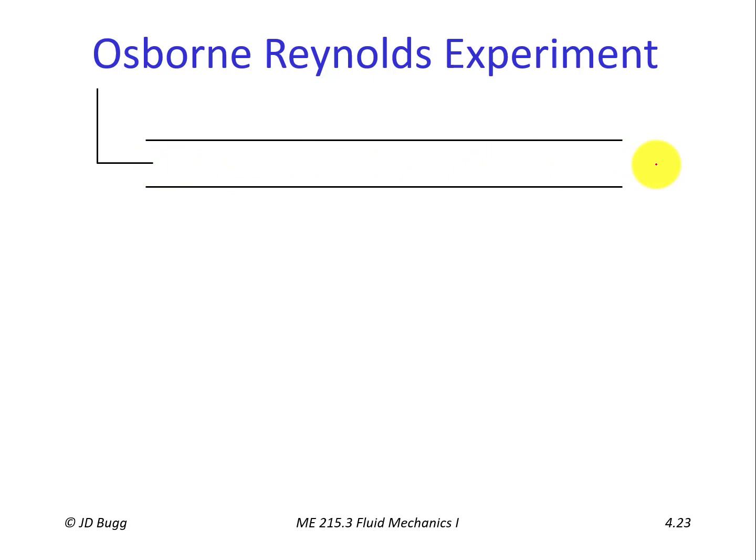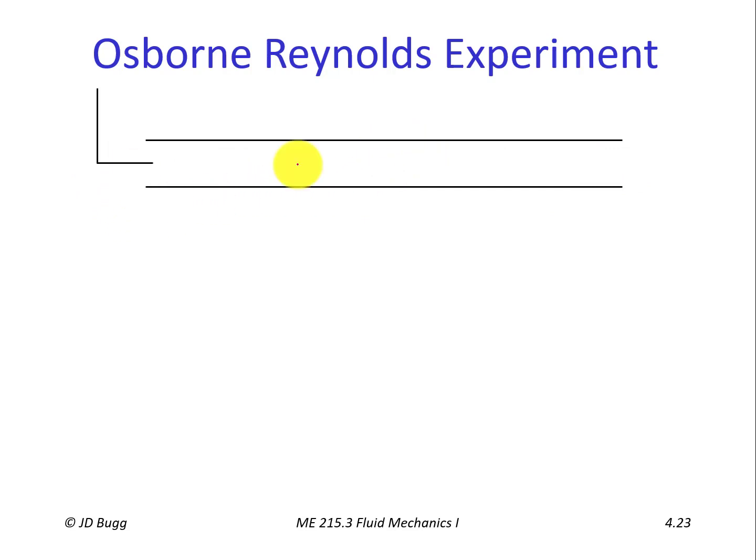You're actually going to get to repeat this experiment in one of the labs in this class, so when you do that lab, you'll see something very similar to what we're going to see here. What Osborne Reynolds did was vary quite a few things. He certainly varied the flow rate through the pipe. He varied the diameter of the pipe.